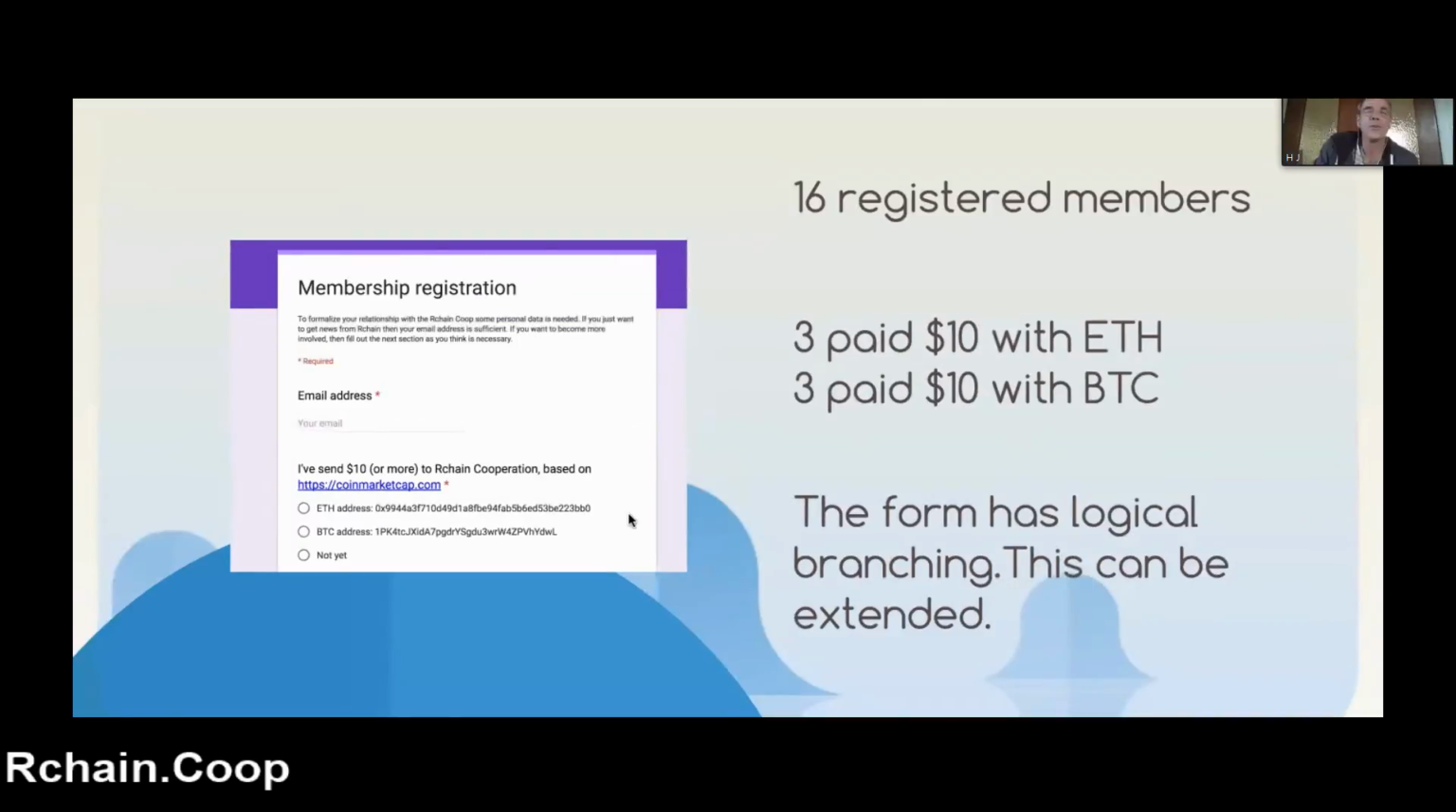So then there's also a form for membership registration. At the moment, I thought it was $10 to become a member for the RChain cooperation, but I will change it to 20. And there are 3 members who actually paid with Ether, and 3 paid with Bitcoin. And the form has also logical branching possibilities, and this can be a huge means to interact with our people.